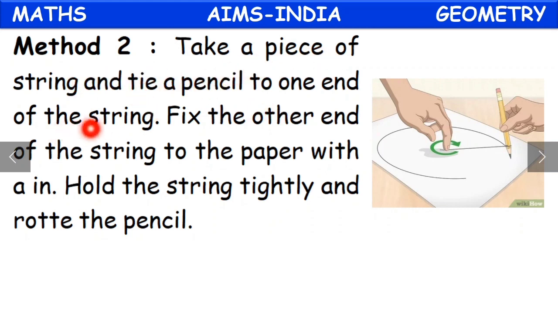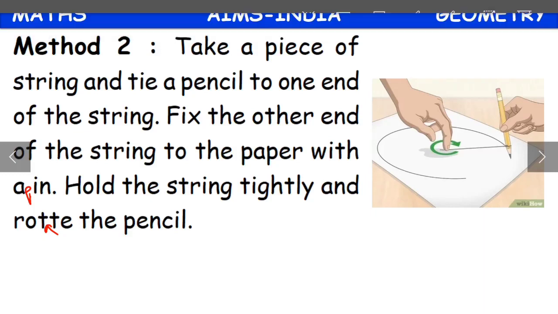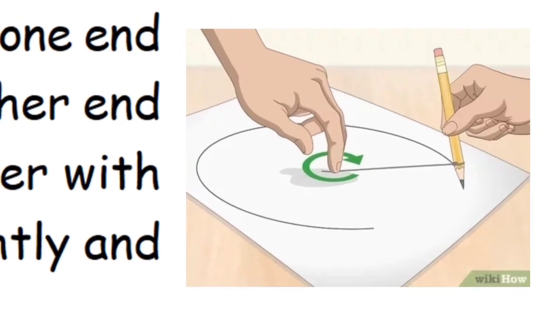What is the second method? Take a piece of string and tie a pencil to one end of the string. Fix the other end of the string to the paper with a pin, and hold the string tightly and rotate the pencil. Now what is the second method, children? If you can see here in the image, what are they showing? A string is nothing but a thread. So when we take a piece of thread, we will have two ends, right?